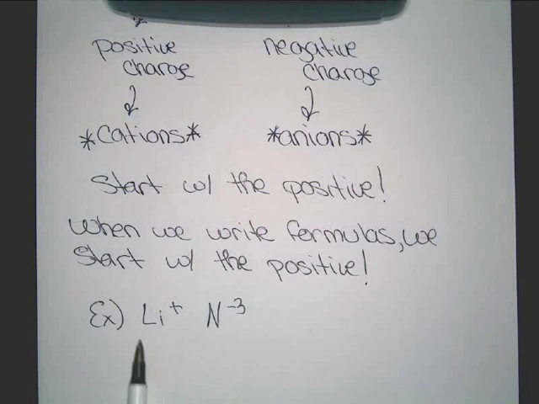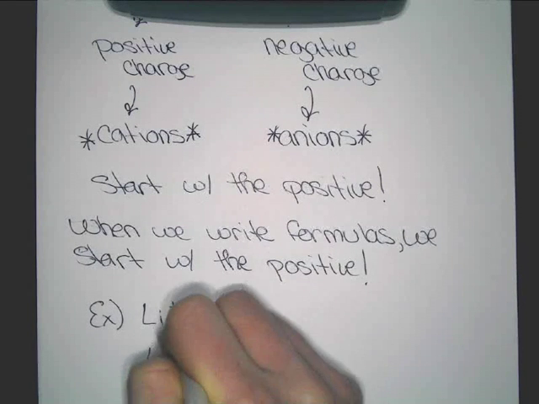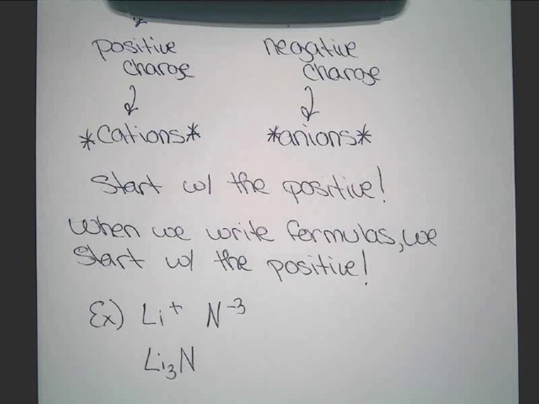Then, how many positives are here? 1. And how many negatives? 3. So how many positives would you need to balance out 2 more? So how many total lithiums would you need? 3. So you would need lithium 3, nitrogen 1. But you don't have to write the 1. You guys know that, right? Same as algebra, we just don't need to write it. Okay. Now, you could think of it by using the puzzle, or you could do something else, which is really easy. Let's do one more.